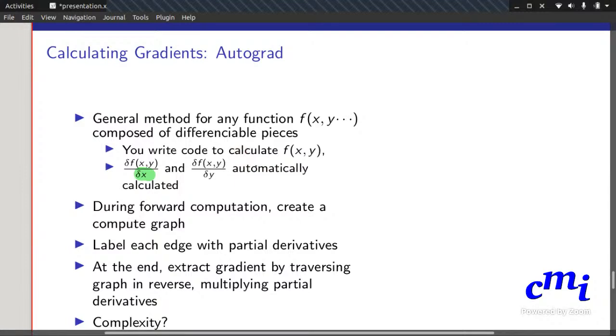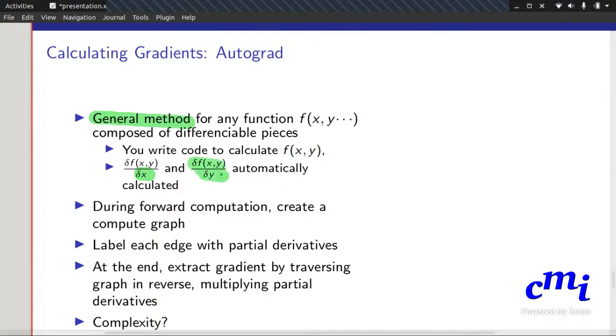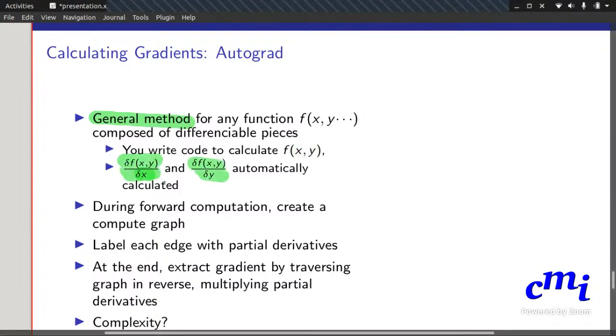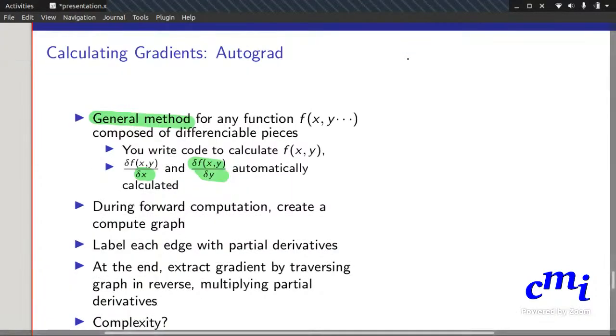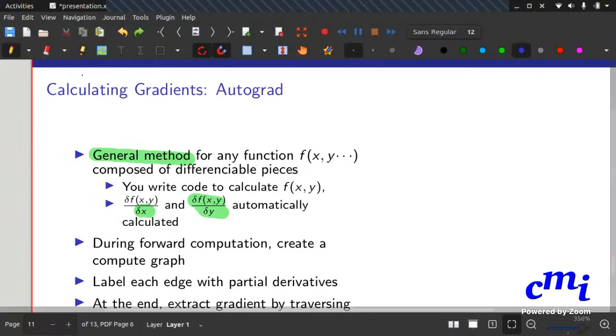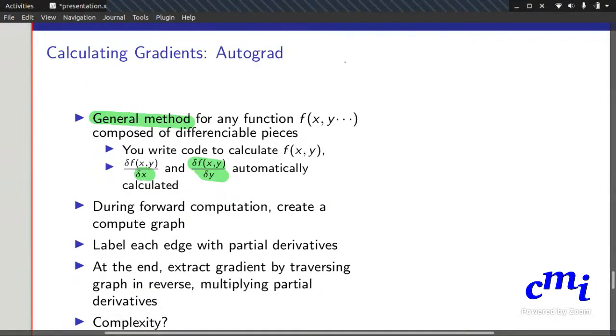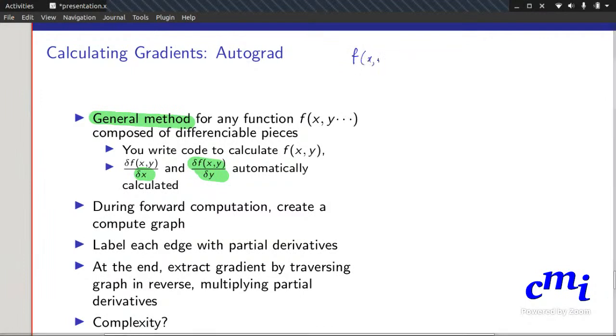So as I was saying, this is basically a general method where, given the code to calculate any function of multiple variables, this method will automatically give you the gradient of that function with respect to the input variables. So how does this work? Let's take some simple example. Let's say we are going to take one particular function as an example. Can somebody give me a function of 2 or 3 variables that you would like to see the gradient of?